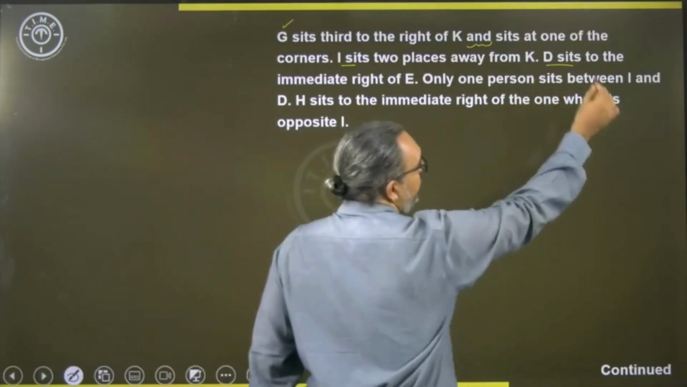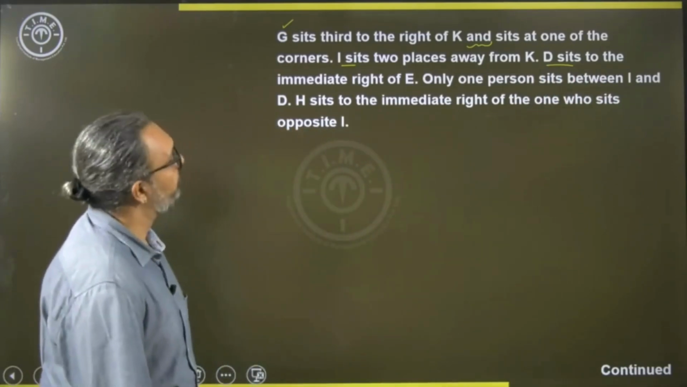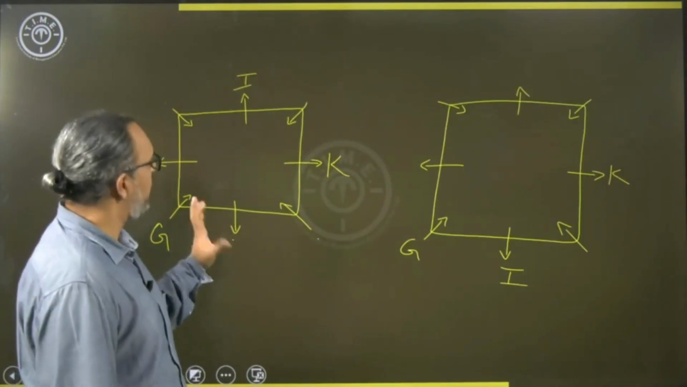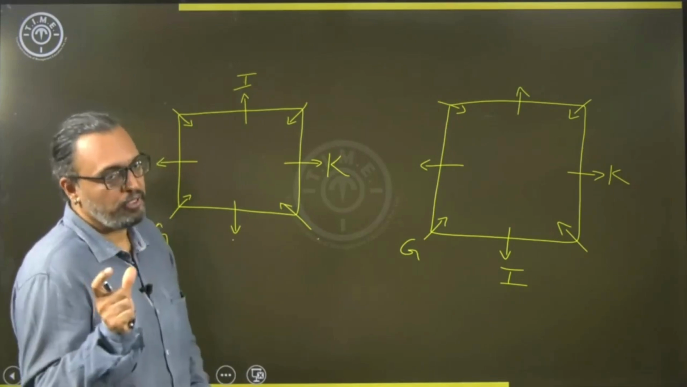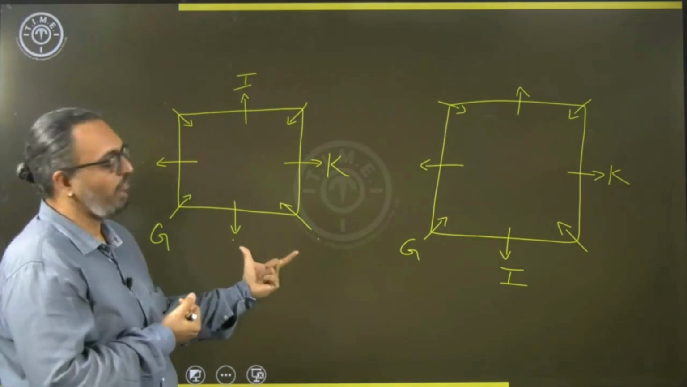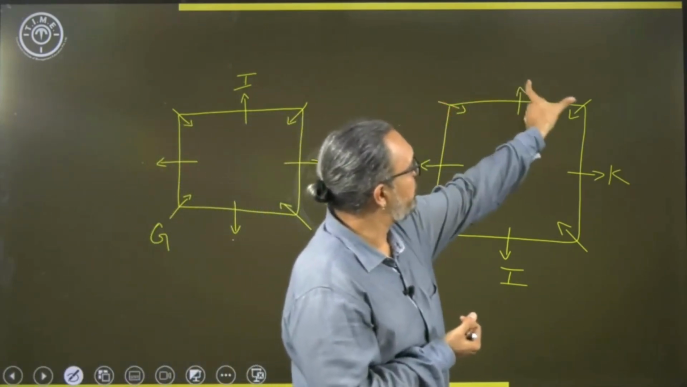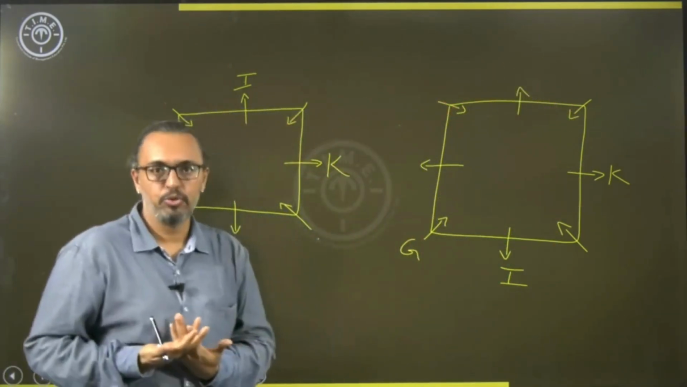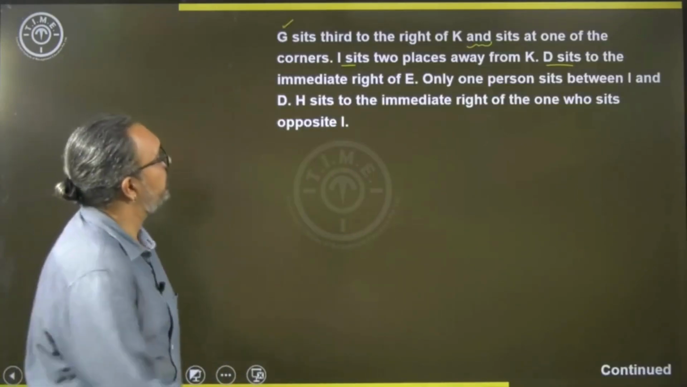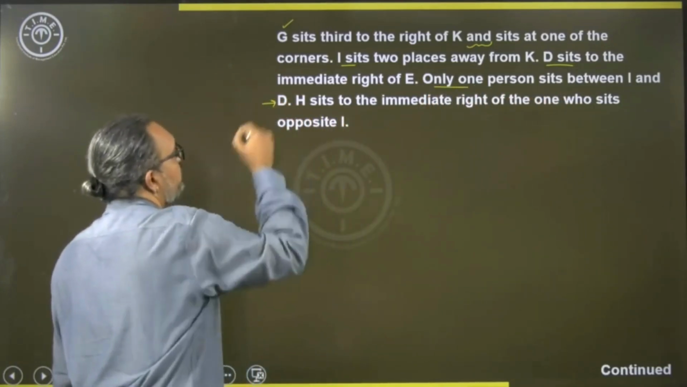Then next, D sits to the immediate right of E. Okay. So D sits immediate right of E. There are some possibilities. See, immediate I want. Now here also you have immediate position, so I can have D and E. Here also I have immediate, I can have D and E. Same way here also D and E, here also D and E, here also D and E. So immediate position, so you do have possibilities. We'll come to that. And the next one says only one person sits between I and D.